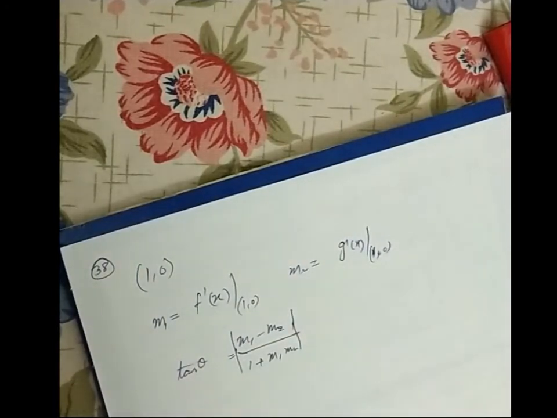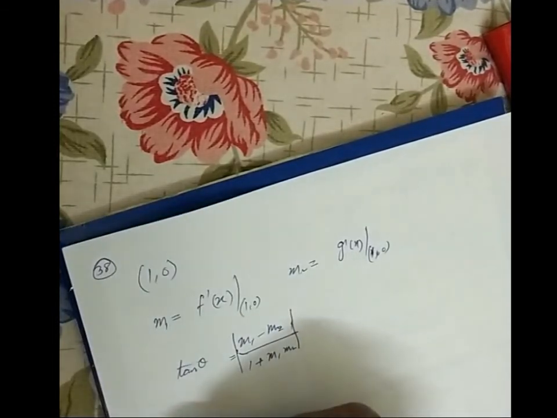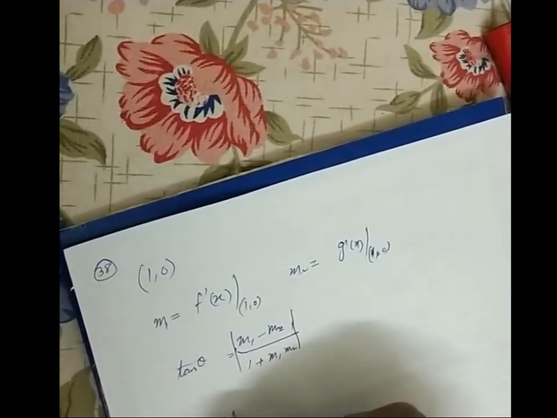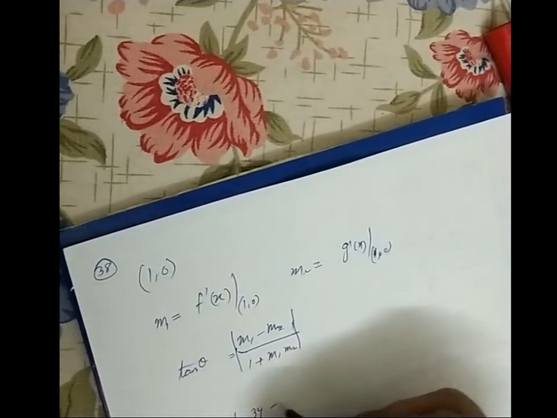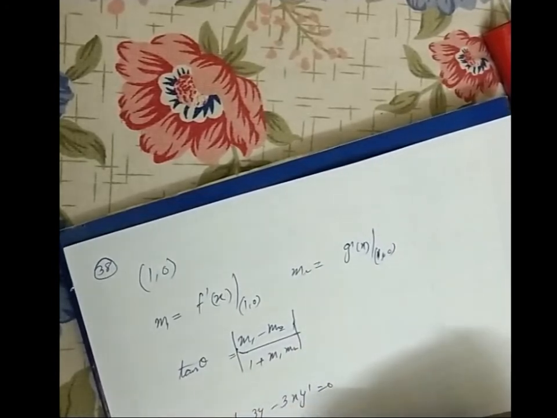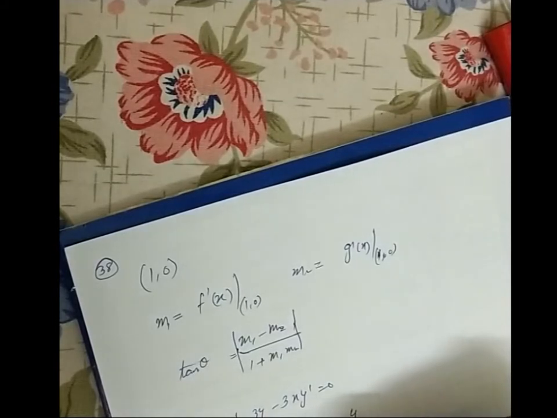If h is the number of horizontal tangents and v is the number of vertical tangents to the curve, then the value of h plus v is equal to this. So for this we need to calculate y dash. So let's differentiate the equation: 3y square y dash minus 3y minus 3x y dash equal to 0. This implies y dash equal to y upon y square minus x.